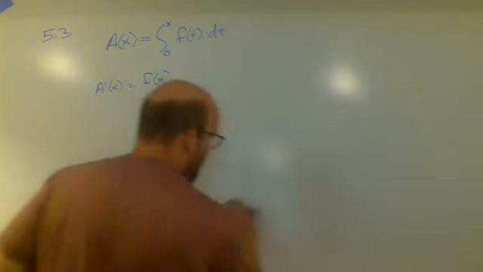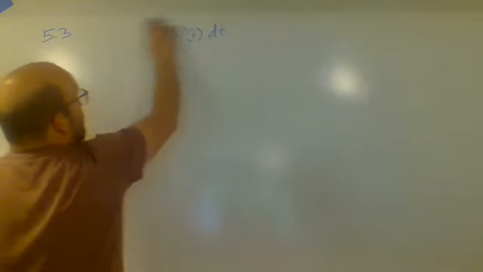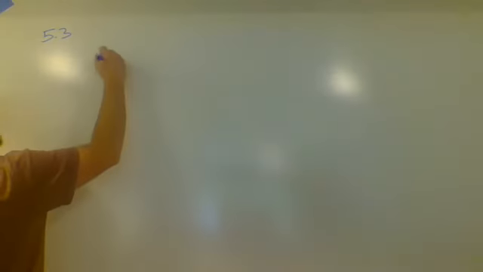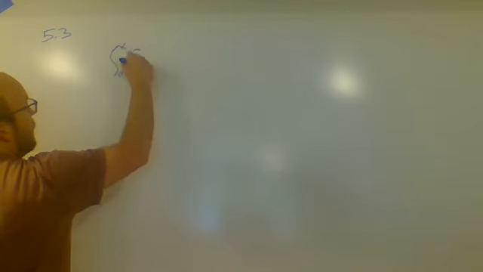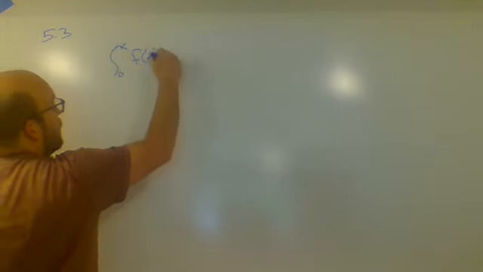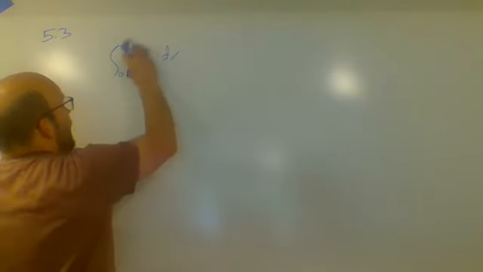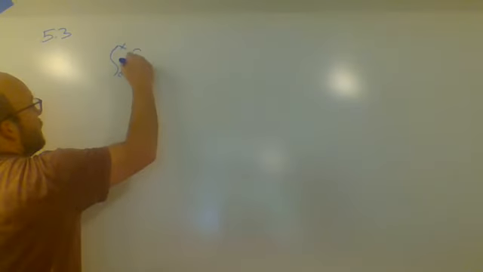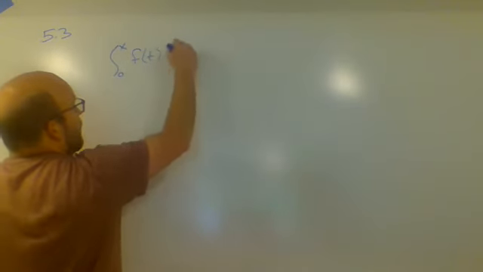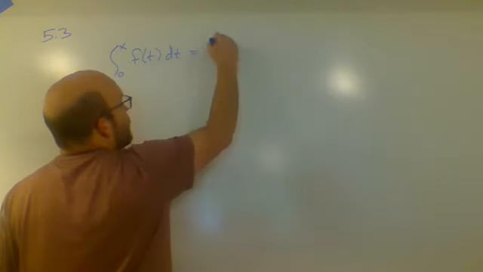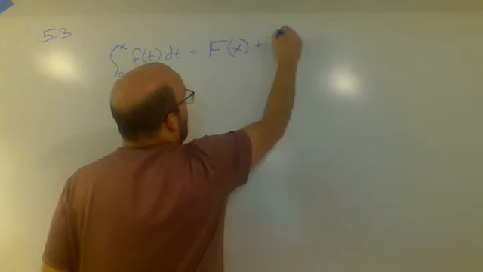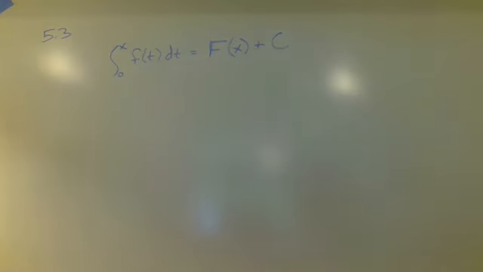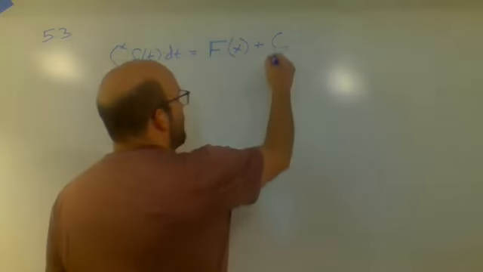Let's write the statement that I had up again a few minutes ago that said that the integral from 0 to x of some function, oh my goodness, I'm so used to writing x's, sorry about that. So that integral of some function from 0 to x is equal to the antiderivative of that function evaluated at x plus some constant. Okay, so the only piece of the puzzle we have left is this constant.